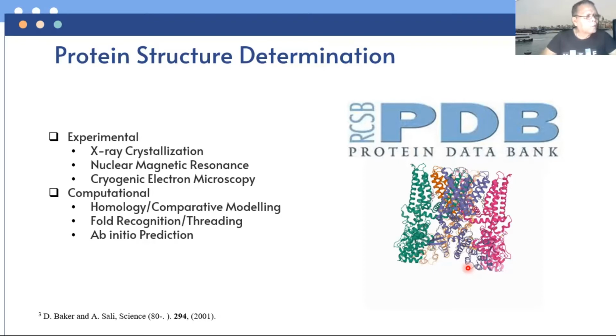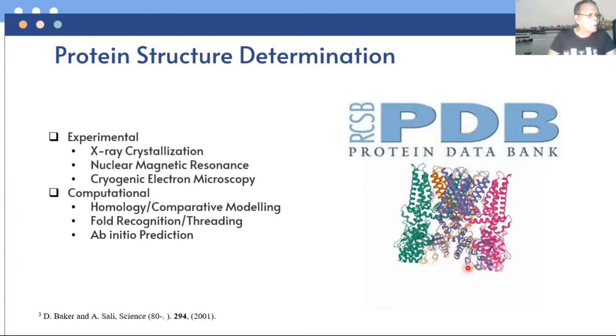Then fold recognition or threading. This is a method of protein modeling which is used to model those proteins which have the same fold as a protein of unknown structure, but do not have homologous proteins with known structure. The prediction is made by threading, for example, aligning amino acids in the target sequence to positions in the template structure and evaluating how well the target fits the template.